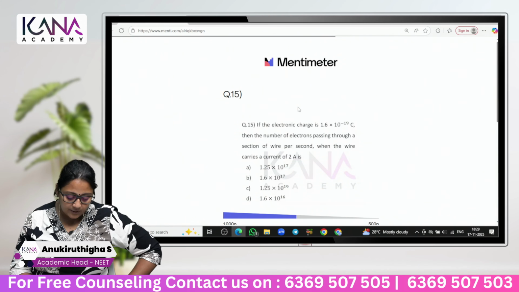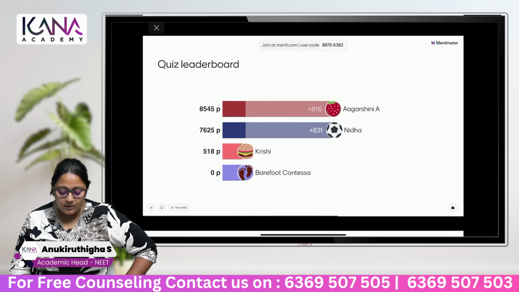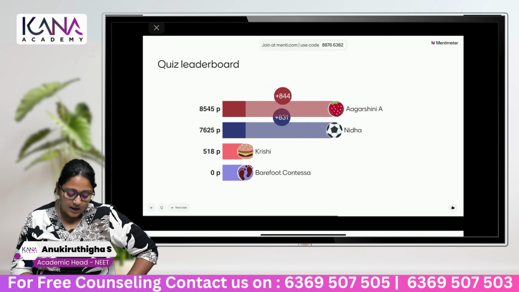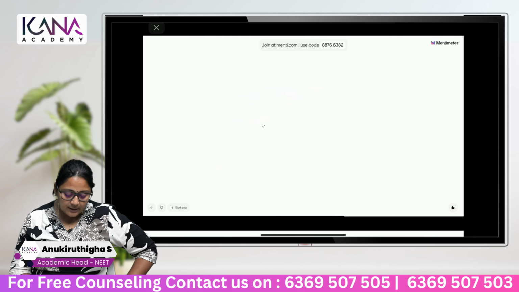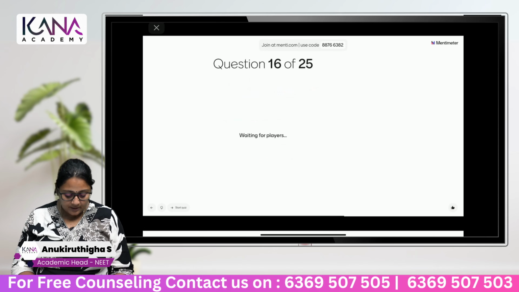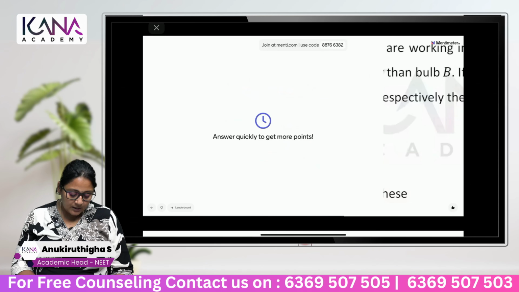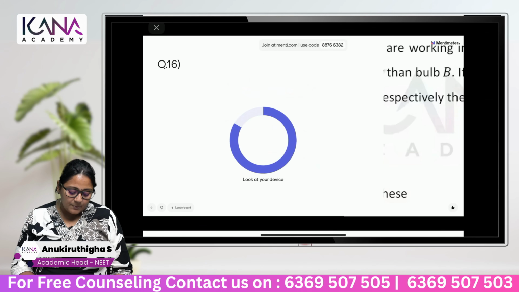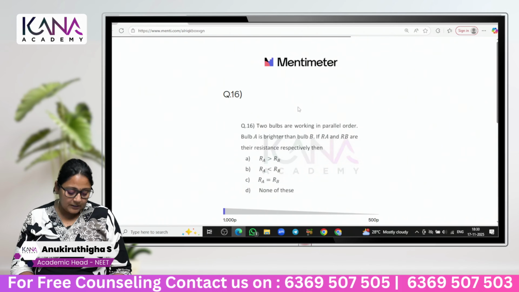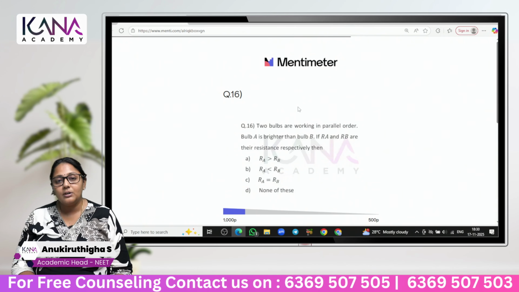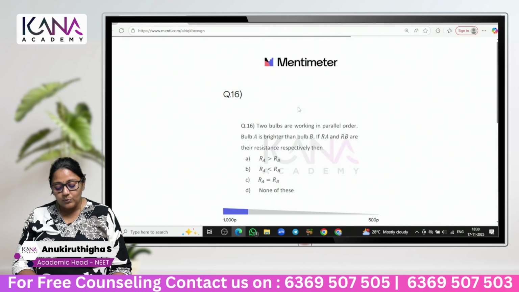Have you answered? Very good. And the fastest one is again Agarshni. Agarshni is the fastest one. And the next question is, 2 bulbs are working in parallel order. Bulb A is brighter than B if RA and RB are their resistances respectively. Then RA greater than RB, RA is less than RB, RA is equal to RB and none of these, they have given. And you're left with only 50 seconds.